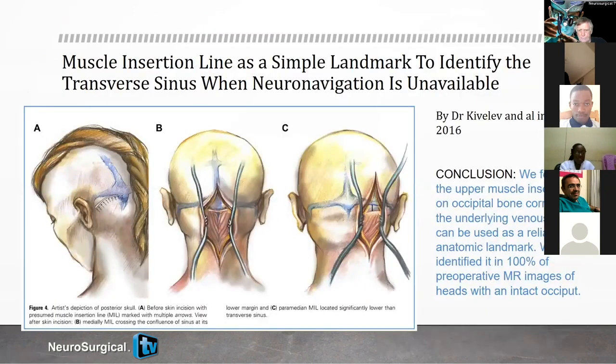This article was written by Dr. Kivilev and collaborators in 2016. He used muscle insertion lines as a simple landmark to identify the transverse sinus when neural navigation is unavailable. I think this is an important article, particularly in low and middle income countries where we don't usually have these neural navigation techniques.